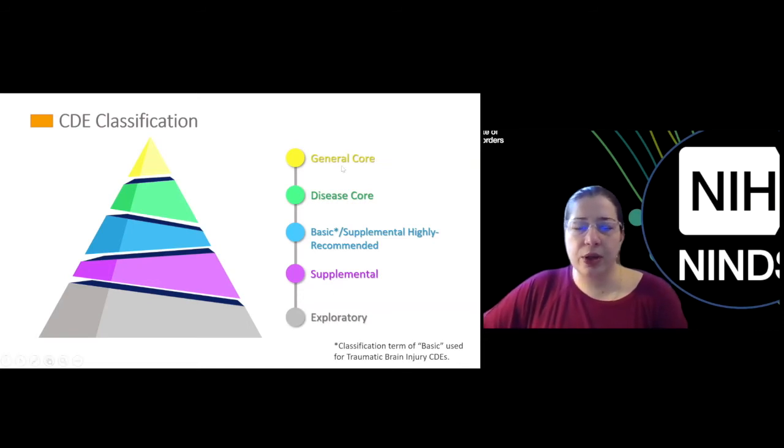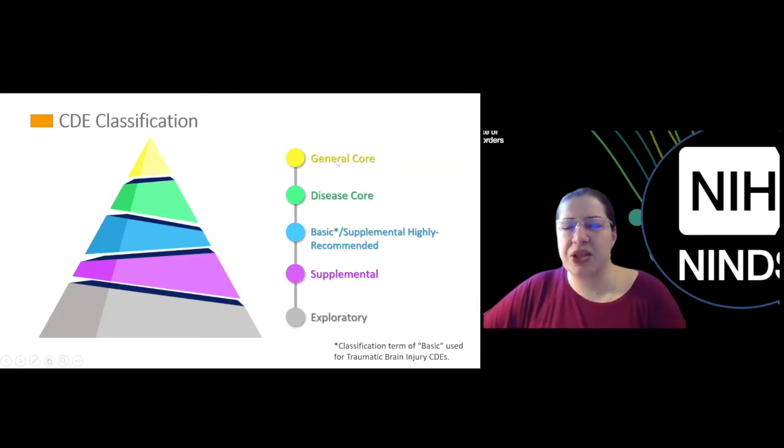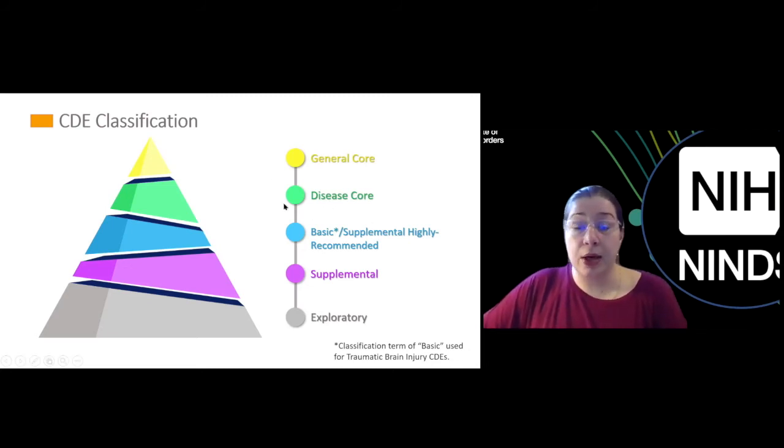So for general core, they're very basic elements or data that include demographics, the patient consent process, etc. Disease core, following the example in stroke, is information that all stroke trials will collect. These are not extensive lists, they're short lists because they're very specific.